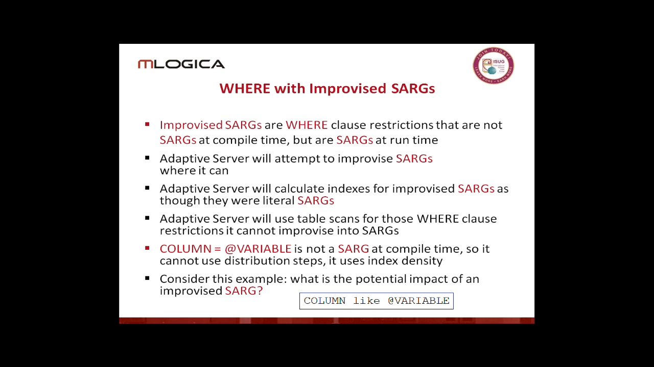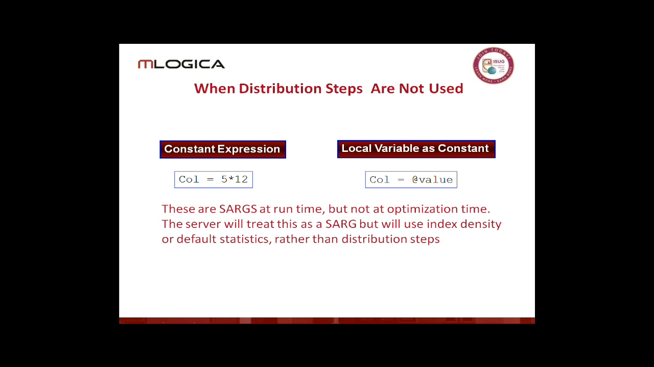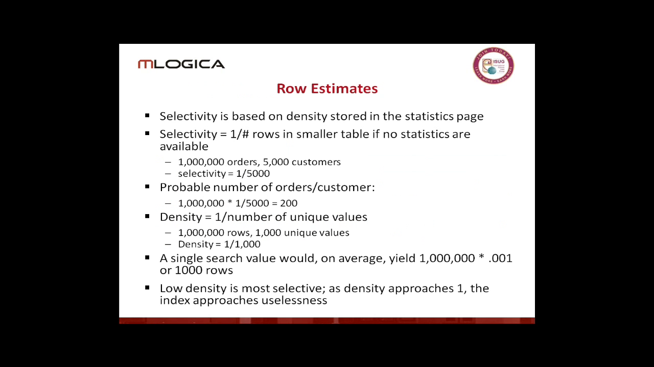The optimizer will improvise a SARG where possible. We do recommend that you don't do things like put 5 times 12, which is an expression rather than the SARG. Although the estimates that the server uses these days tends to get them right, I tend not to like to put it to the test.